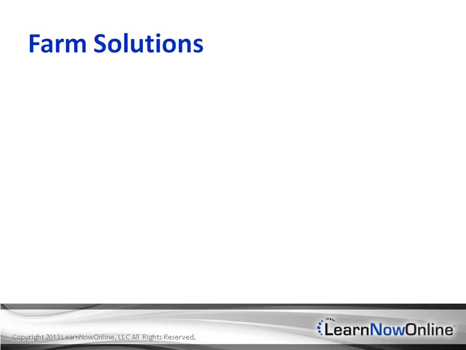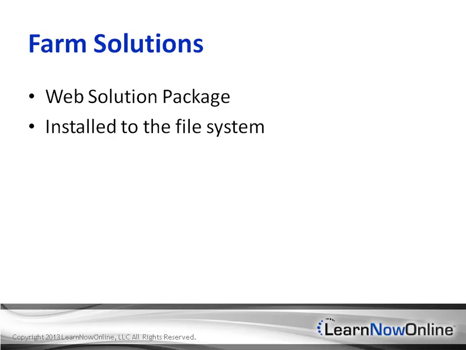Traditional SharePoint development is all about creating farm solutions. And a farm solution is a web solution package. This is a kind of cabinet file whose extension is WSP. So you can rename any of these to .cab and actually open them and explore and see what's inside of them. A web solution package that is a farm solution is installed to the file system, which requires administrative access.